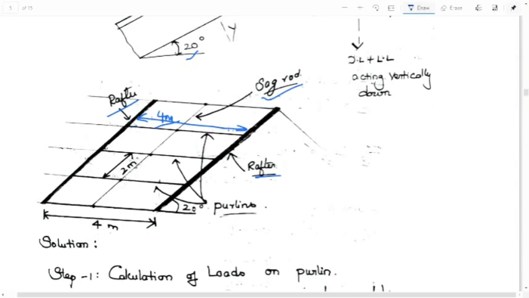So what we do is we put simple rods. These are rods that pass across these purlins perpendicular to them, and each purlin is joined by the sag rods. These are the joints.